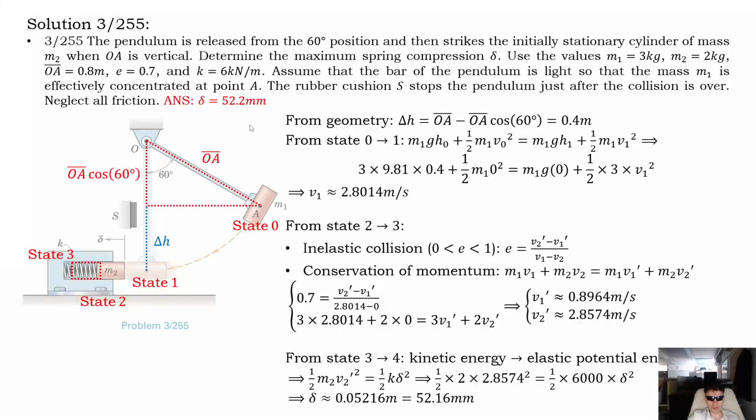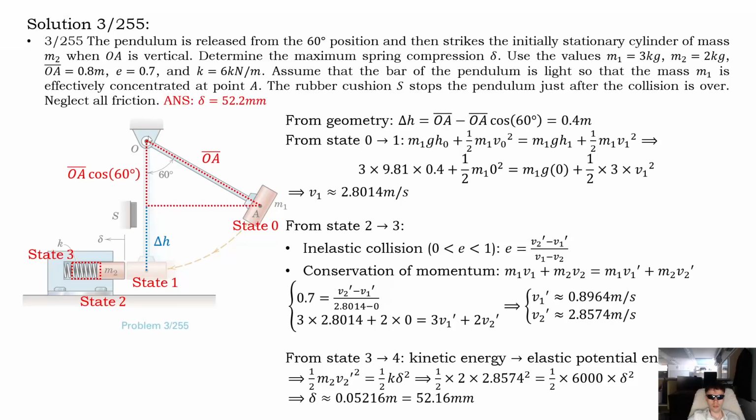Okay, let us solve these questions. So we have M1 here from state 0, and it will hit M2. Remember, at state 0, it is at rest. It means that the velocity of M1 is 0.